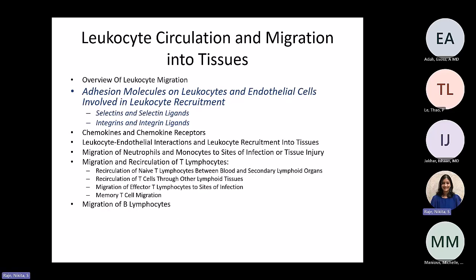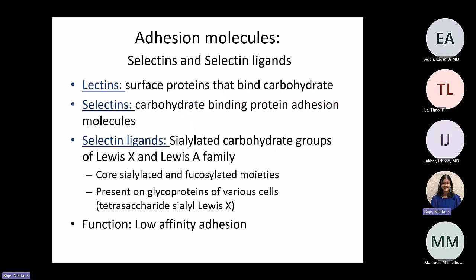So now let's talk about the adhesion molecules of leukocytes and endothelial cells that are involved in leukocyte recruitment. These are called selectins and selectin ligands, as well as integrins and integrin ligands. So we'll start with the description of selectins and selectin ligands. So the word lectin itself means it's a surface protein that can bind to a carbohydrate. That's all it means. The lectins that are specific for adhesion molecules, so a carbohydrate binding protein adhesion molecule is called selectin. Selectin ligands, as the word describes, it's a ligand for the selectins.